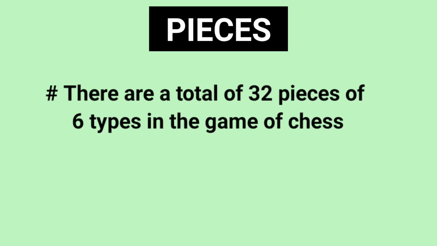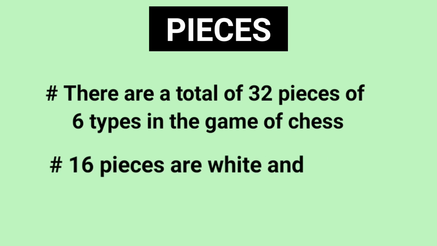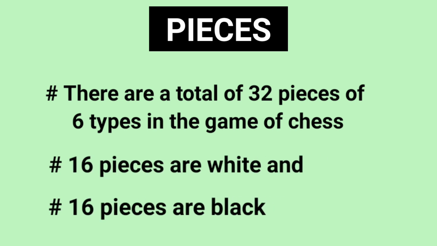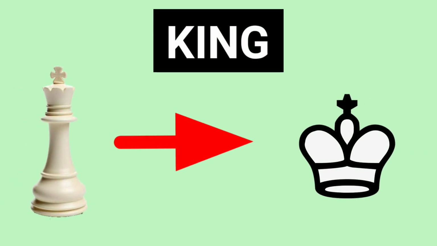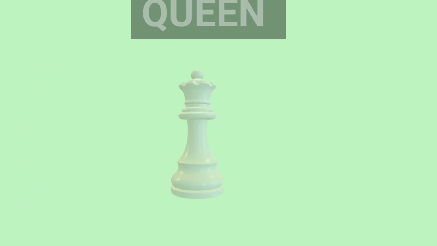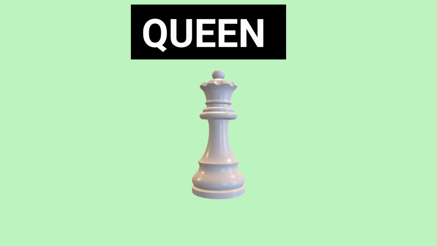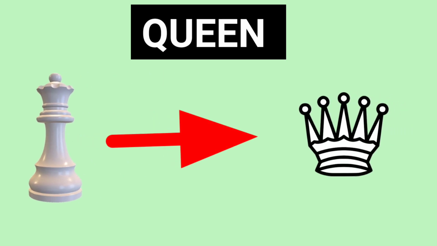There are a total of 32 pieces of 6 types in the game of chess. Of these, 16 are white and 16 are black. The king is among the pieces. This is what it looks like on a computer or mobile. This is the queen. In many places, the queen is called the minister, but we will always call her the queen. In the whole world, it is mostly known as the queen.